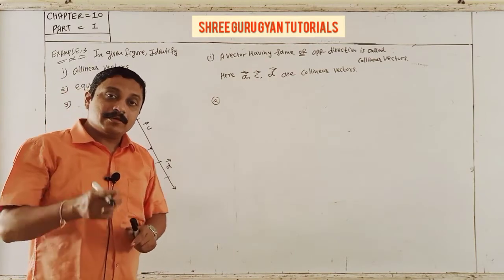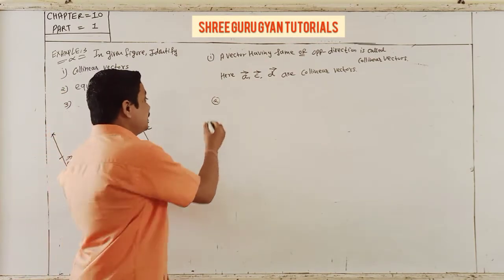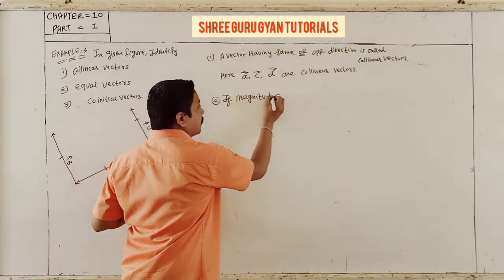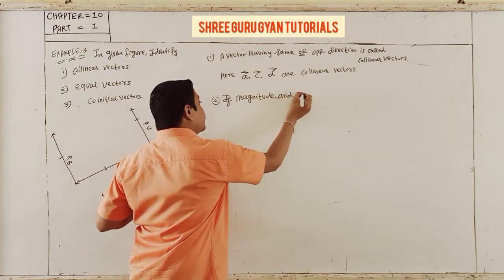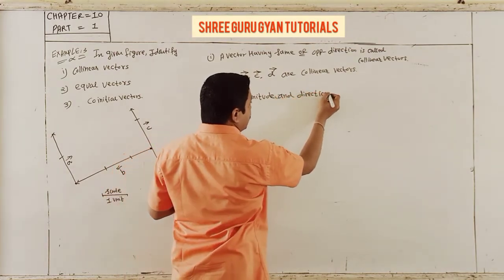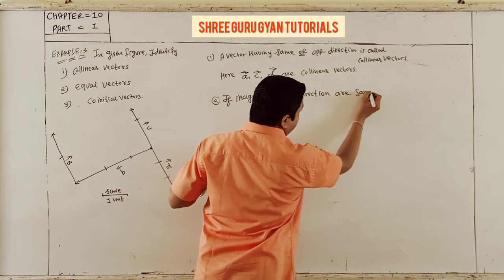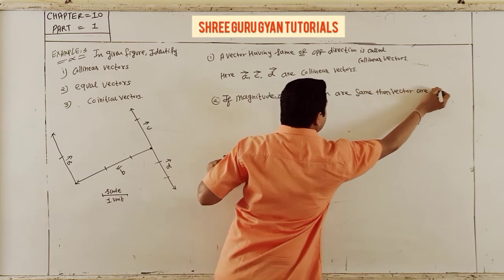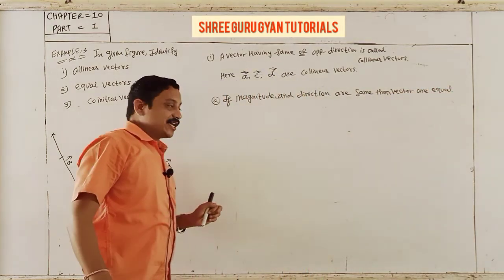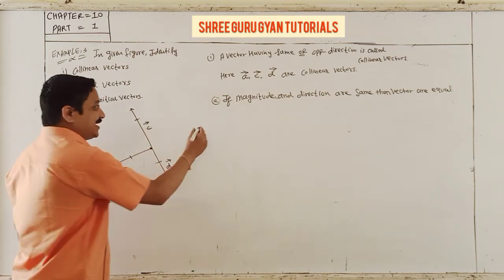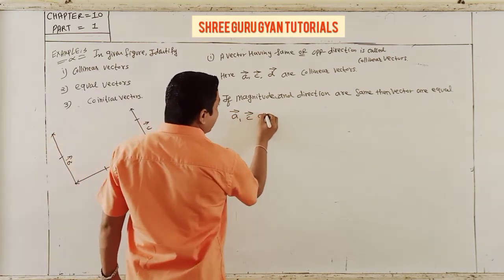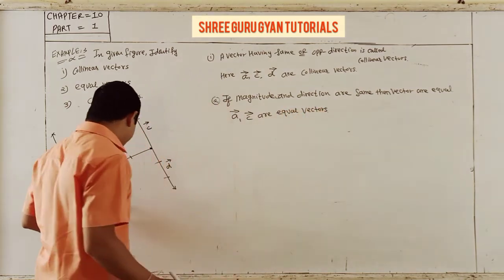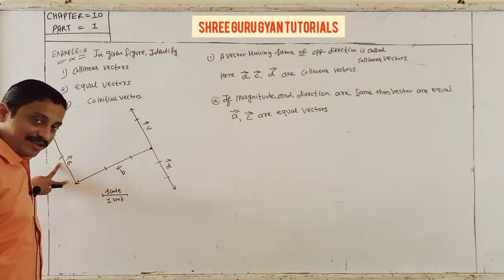When vectors are equal, their magnitude and direction are the same. Yes, if magnitude and direction are the same, then the vectors are equal. Now you check which vectors are equal. Yes, A and C are equal vectors, because here one scale, one unit, is given: this one unit, and this also one unit.